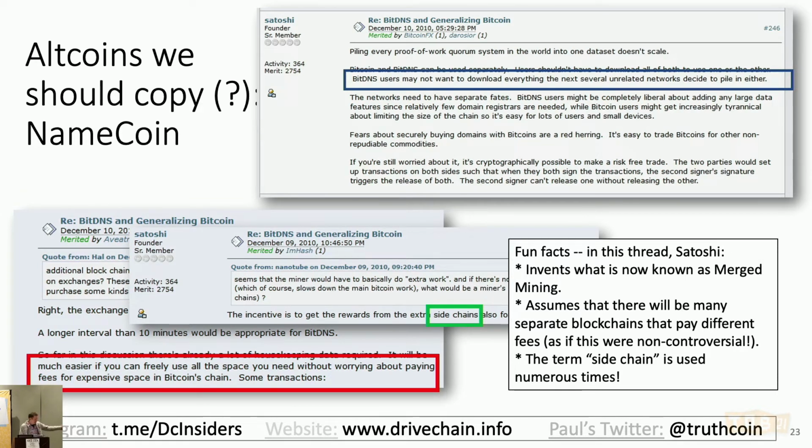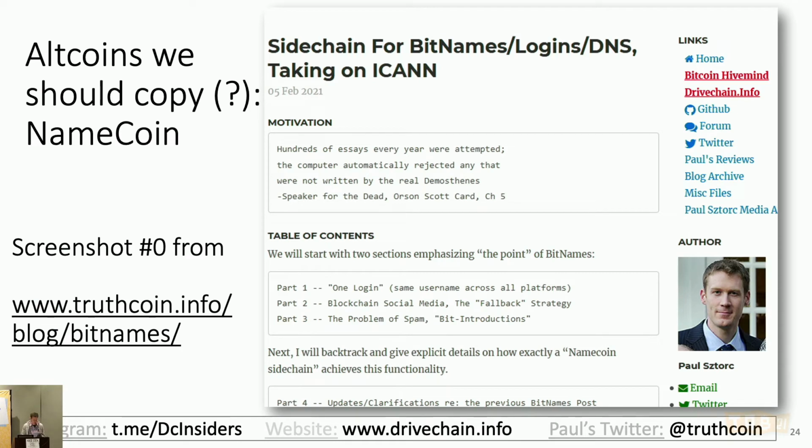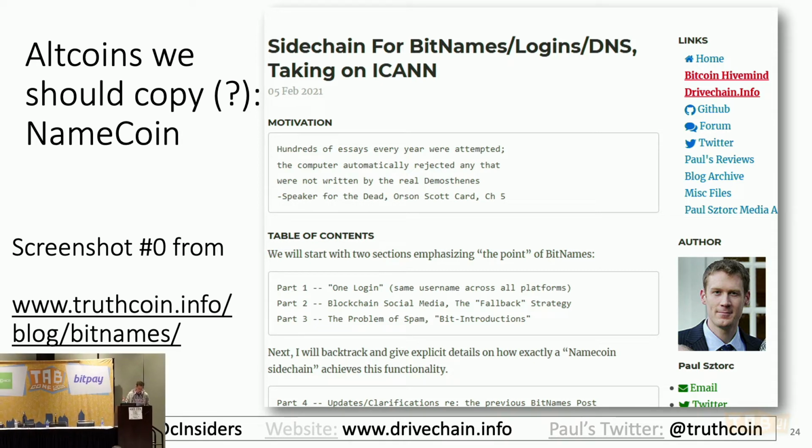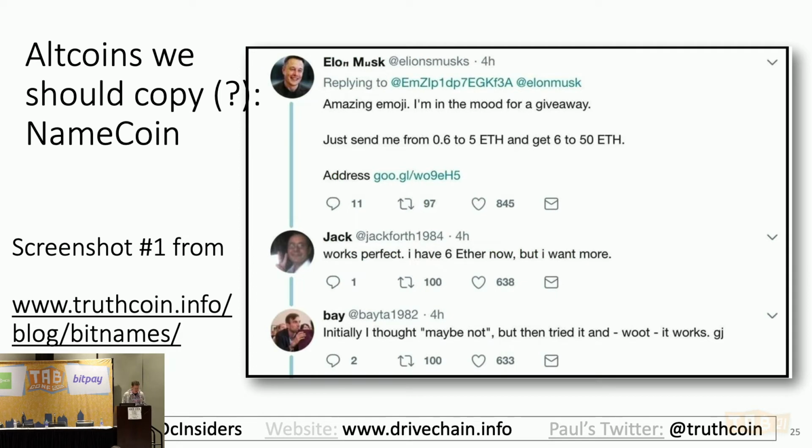Anyway, the idea of the thread, BitDNS, I think it has tremendous potential. We don't have time to talk about it, but I did write a big article in February of this year called BitNames. And there's this URL here, and you can read about it if you like. I'm going to show a few images from the article to sort of tease it. This is someone pretending to be Elon Musk on Twitter. This happens a lot to many Bitcoiners.